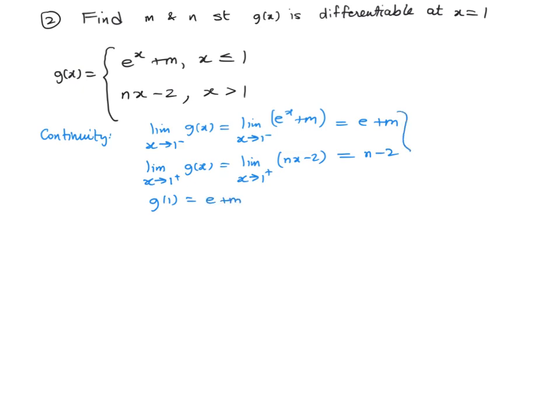So all three of these things have to be equal for the function to be continuous at x equals 1. But because these two are already identical, it's basically this has to equal this. So e plus m must equal n minus 2. Let's save that as equation 1. Okay, so now I need to talk about differentiability.